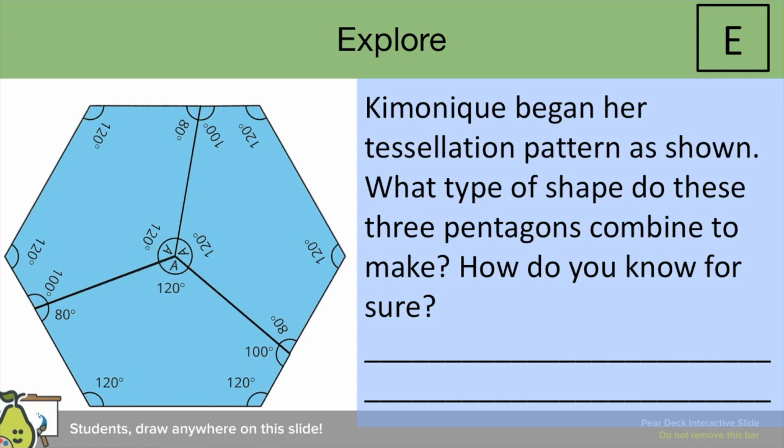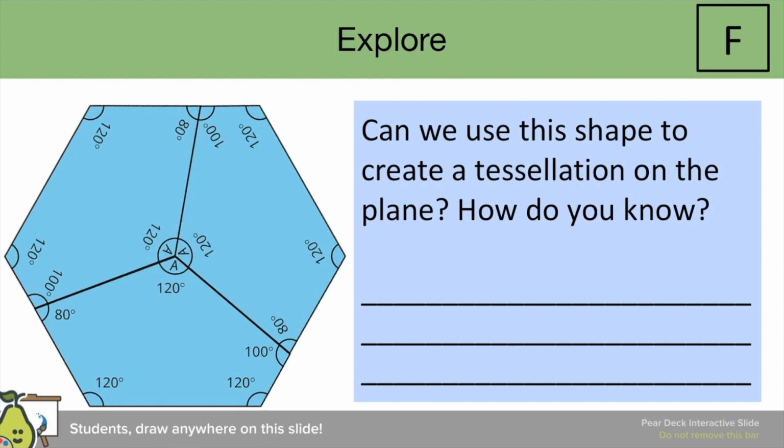A misconception that students may have is that they may wonder why the hexagon that they make by putting 3 pentagons together is a regular hexagon. Invite these students to calculate the angles of the hexagon. Students are asked on this slide, can we use this shape to create a tessellation on the plane? How do you know? So you can alternatively ask, does the hexagon made by the 3 copies of the pentagon tessellate the plane? The answer is yes.